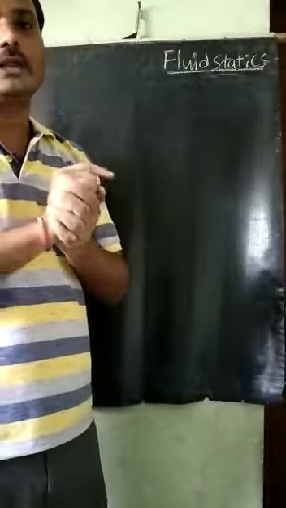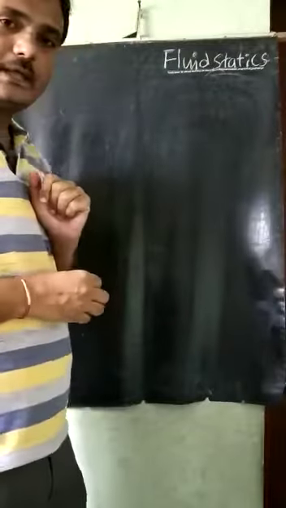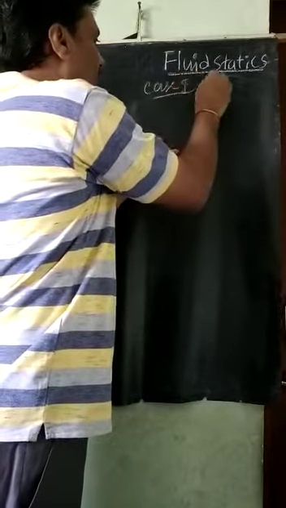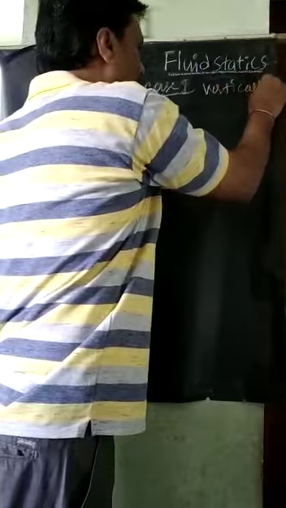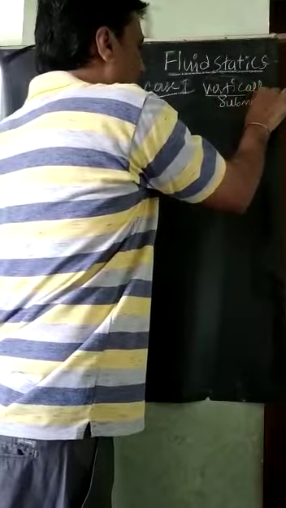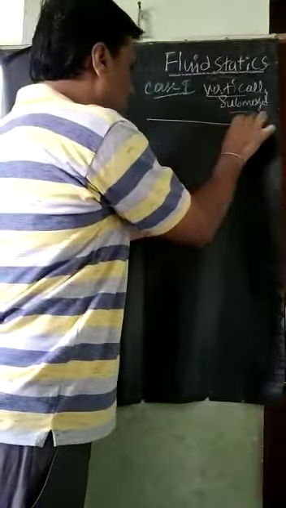So we are deriving the equation now. Case 1 I will take now, when vertically submerged. Case 1, vertically submerged. I will take this as a free surface for the derivation.